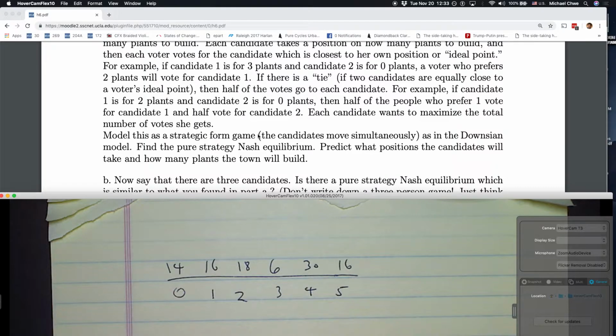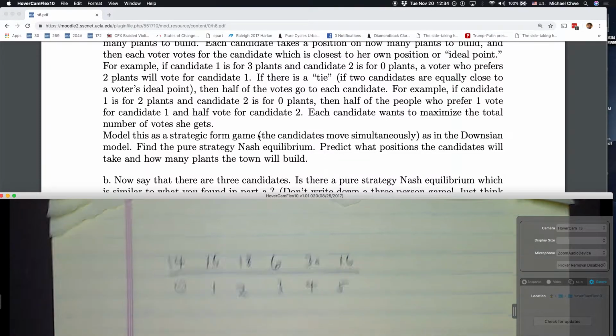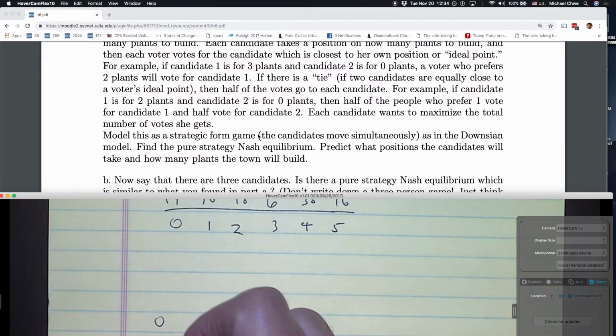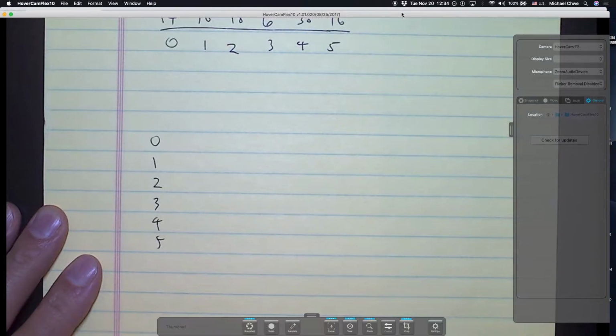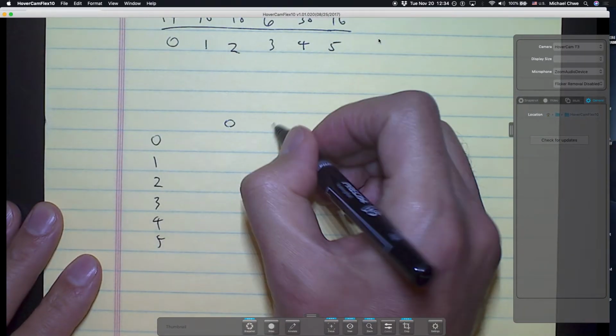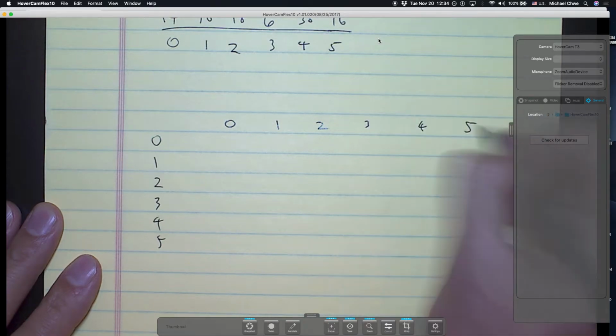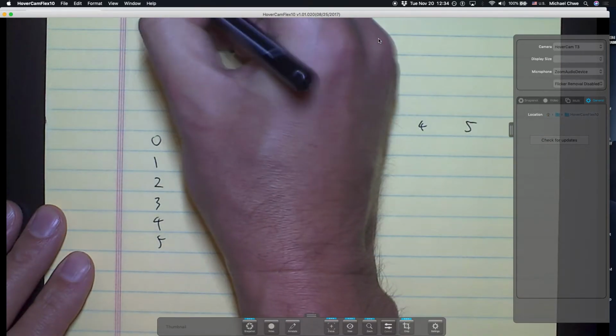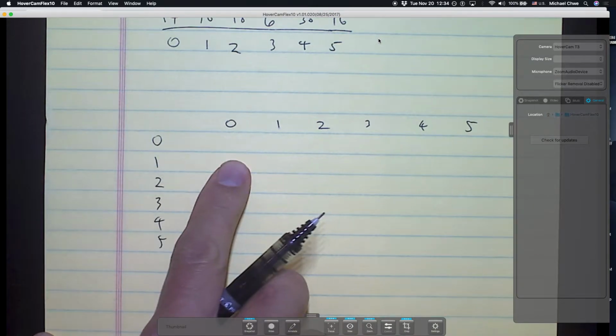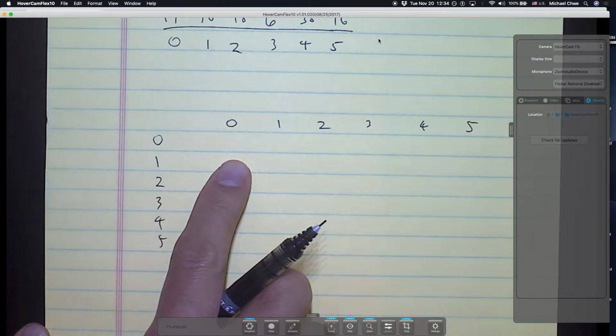What are the strategies? There's just 2 people, right? This is very similar to the lecture. So the strategies are 0 through 5: 0, 1, 2, 3, 4, and 5. Make this bigger. And then this person's 0, 1, 2, 3, 4, and 5. If candidate 1 and candidate 2 are both at 0, what are their vote shares? 50-50, right?